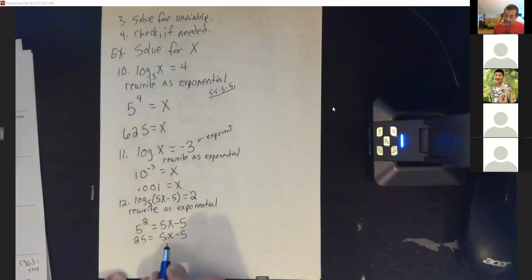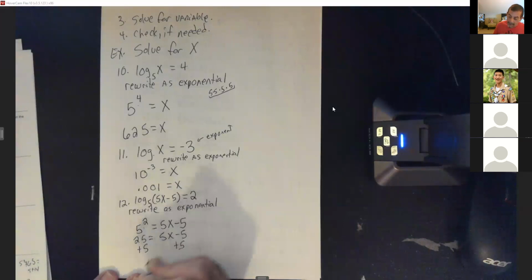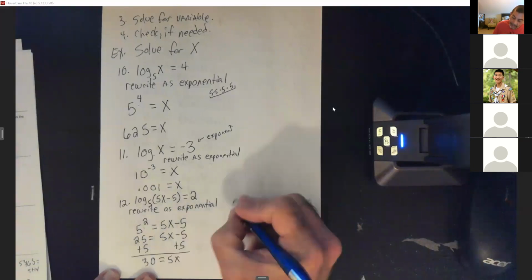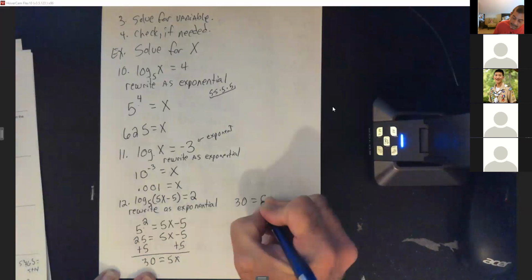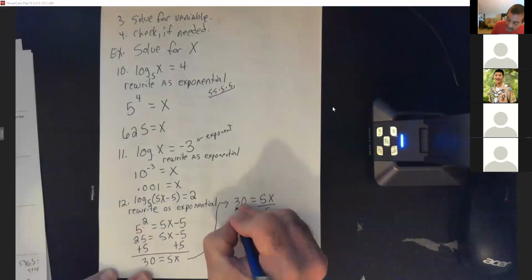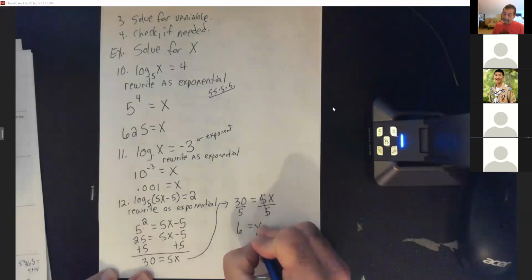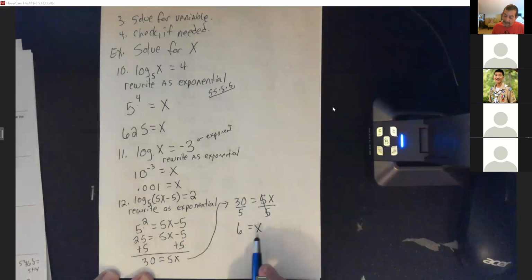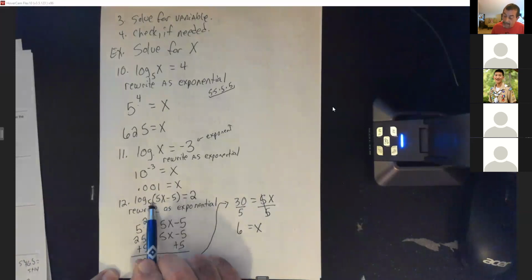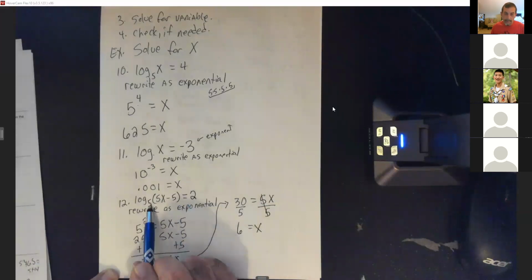Now, solve that, get that x by itself, so add 5 to both sides. So notice that gives me 30 equal to my 5x. So let me bring that up. And the last step would be to divide by the 5. So 30 divided by 5 gives me 6 equal to my x. Well, let's see. 6 times 5 is 30. 30 minus 5 is 25. And log base 5 of 25 is 2. Because 5 squared would equal 25, okay?